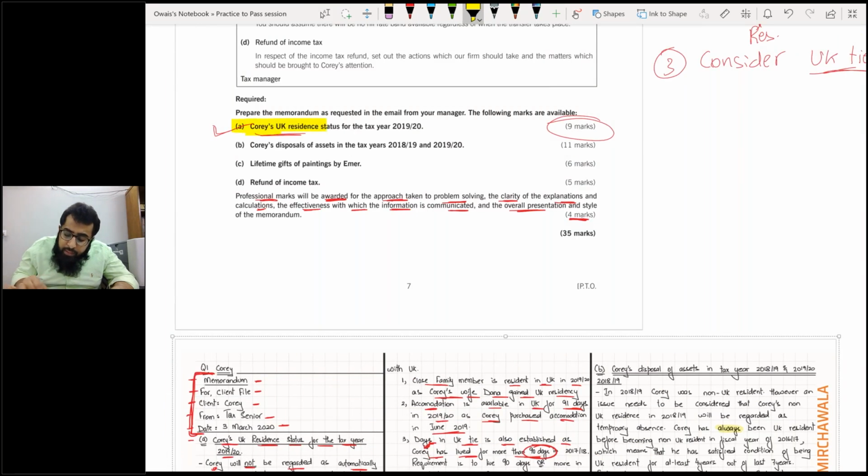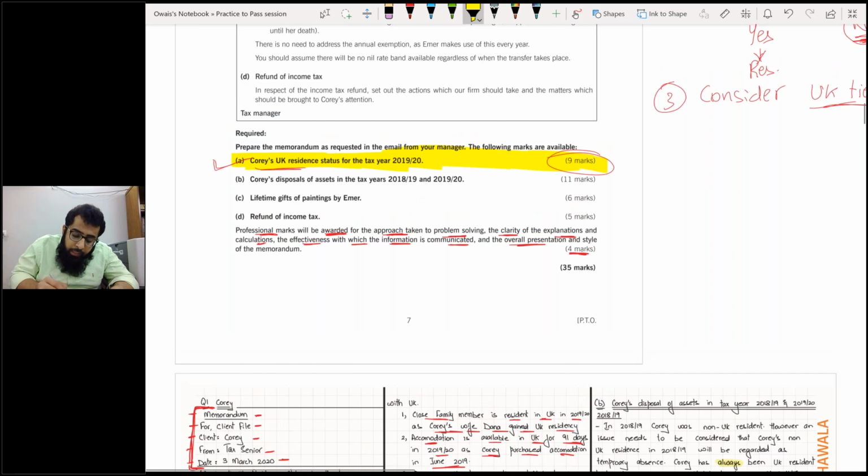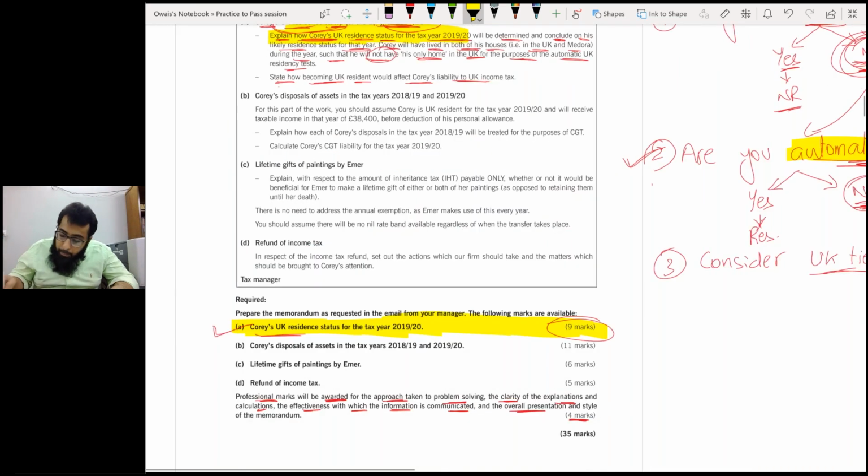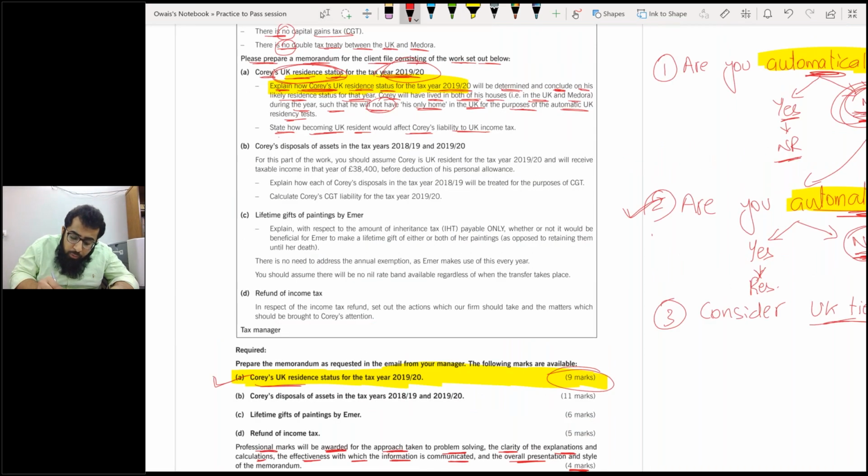Corey's residence status for 1920. How many marks? 9 marks. He asked that explain how Corey's residence status will be determined, and conclude on his likely residence status, and state how becoming resident will affect Corey's tax liability. Okay?